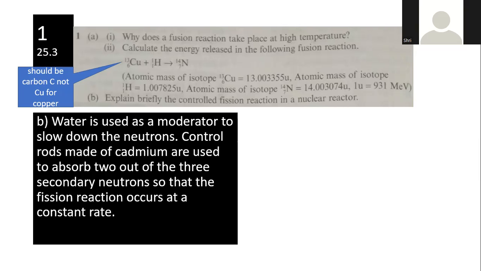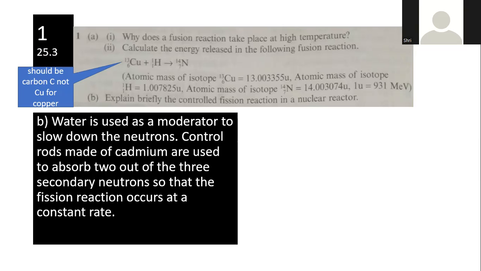Water is used as a moderator to slow down the neutron. Right? Fast neutron cannot cause a reaction, only slow neutron. Control rod made of cadmium are used to absorb 2 out of 3 secondary neutron. Right? You don't want the chain reaction to occur too fast, right? Unless too much heat is produced.